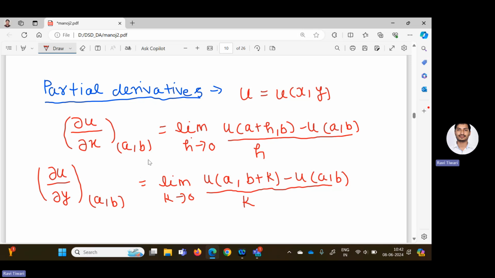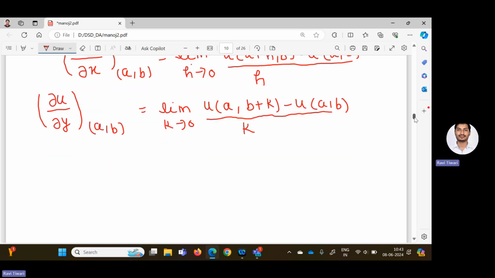So if you see carefully, what is the meaning of partial derivative? When we are differentiating with respect to x, you are changing the first component, a+h and a. So the changing is happening only along the x direction in the first component. The x component is changing from a+h to a, while the y component remains the same, from b to b. So ∂u/∂x means changing will happen only along the x direction. And in ∂u/∂y, the first component x remains the same and y is changing from b+k to b. So in ∂u/∂y, the changing happens only along the y direction. So ∂u/∂x means changing along x direction, and ∂u/∂y means changing along y direction. So let me explain with an example.